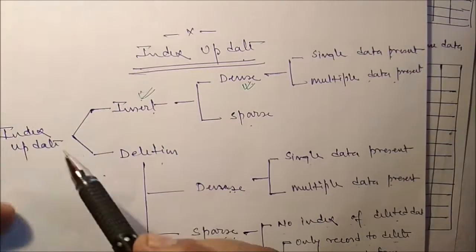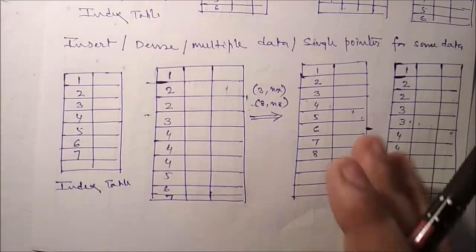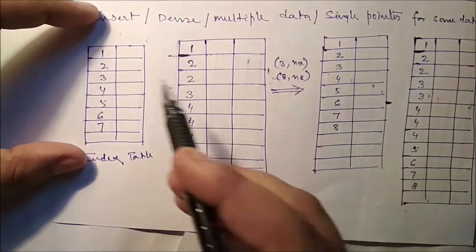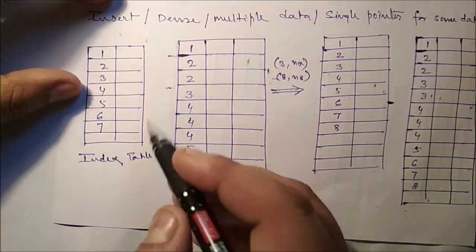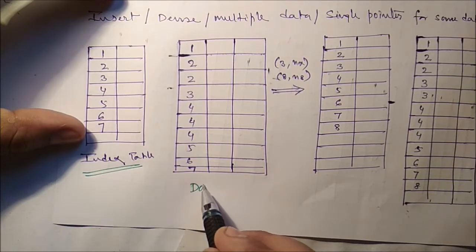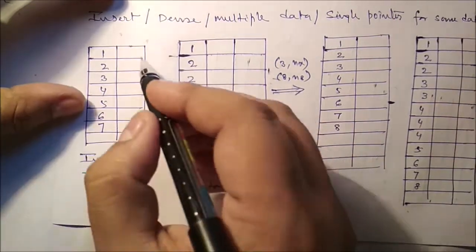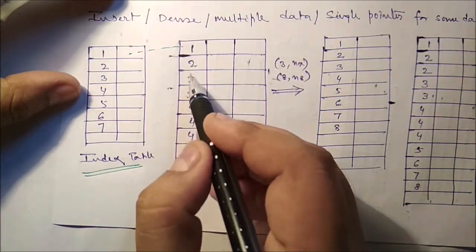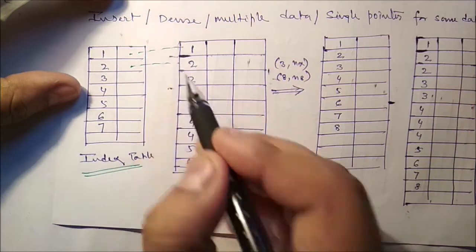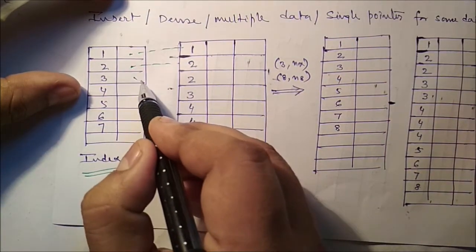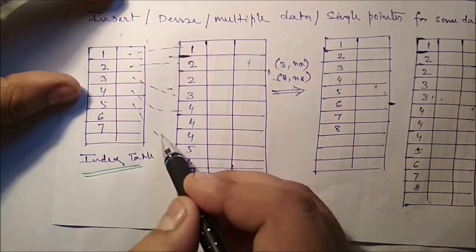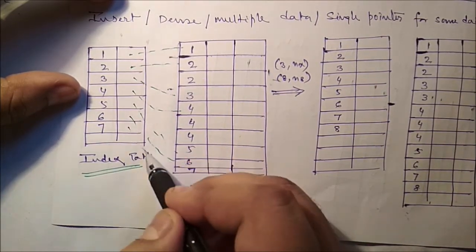In this case, we have to show insertion when multiple data are present. Two cases are there. Case number 1, where multiple pointers are there. Case number 2, where a single pointer is there. Here you can see this is our index table and this is our data table. For roll number 1, here you store the address of roll number 1, and roll number 2 has two entries, so I store the address of the first 2. Similarly, the address of the first 3, the address of the first 4, the address of the first 5, the address of the 6, and the address of the 7.